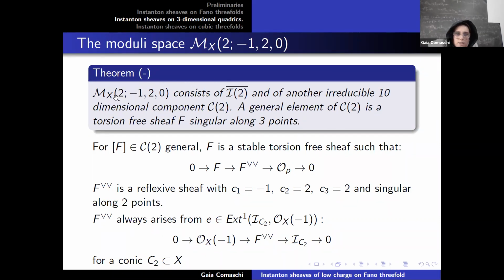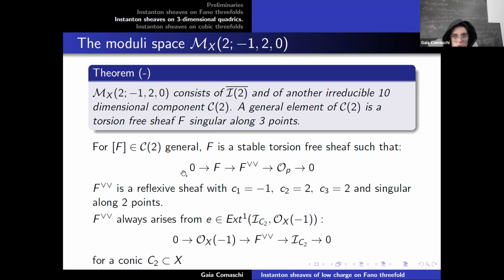So this second component, which here I denote with C2: a general point in this component corresponds to a sheaf that has 0-dimensional singularities. More precisely, it is singular along a 0-dimensional scheme of length 3. Such a sheaf F, a general point in this other component, is a stable torsion-free sheaf that fits in a short exact sequence of this form. So it differs from its double dual just at a point.